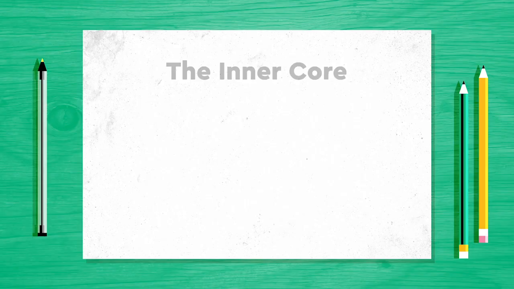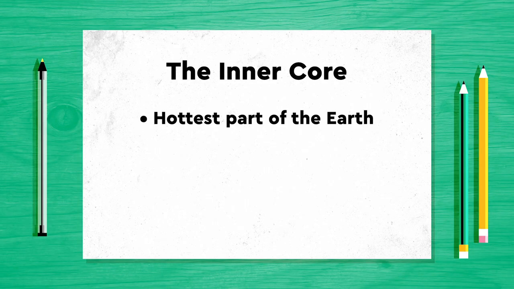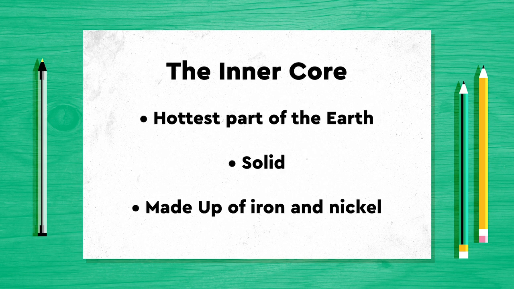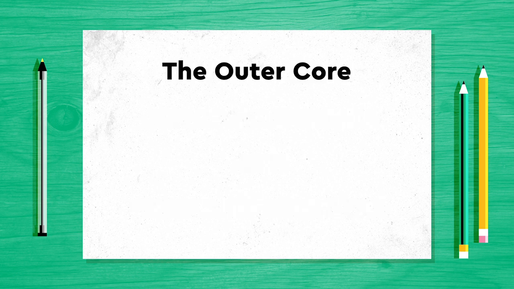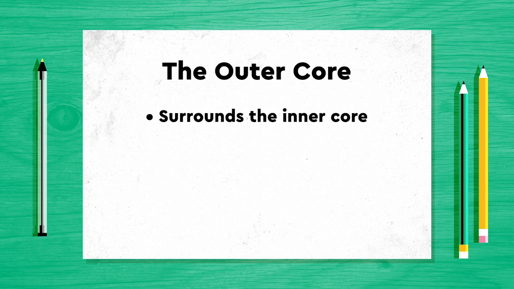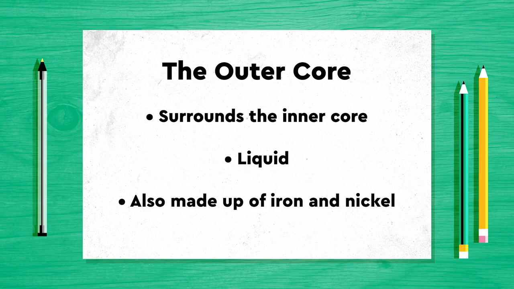The inner core is the hottest part of the Earth. It is solid and made up of iron and nickel with temperatures of up to 5,500 degrees Celsius. The outer core is the layer that surrounds the inner core. It is liquid and also composed of iron and nickel.